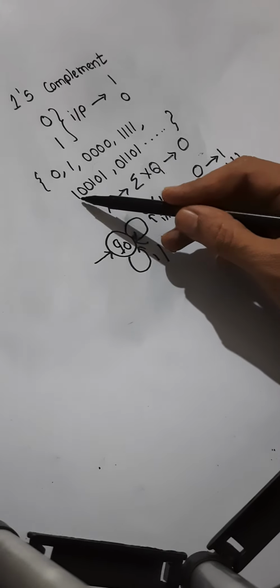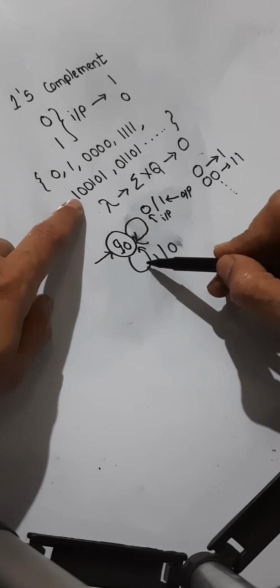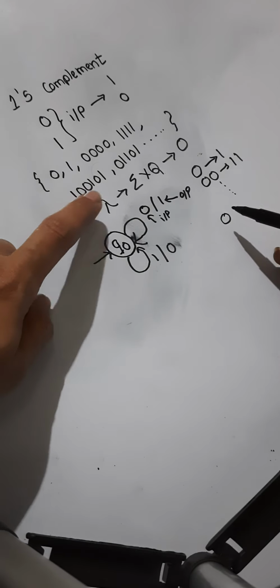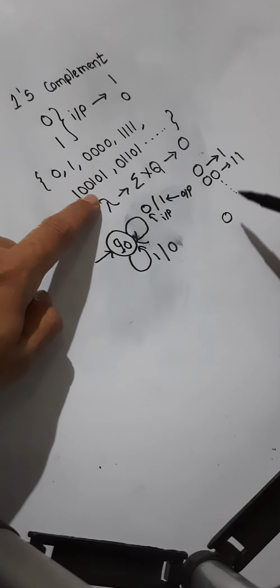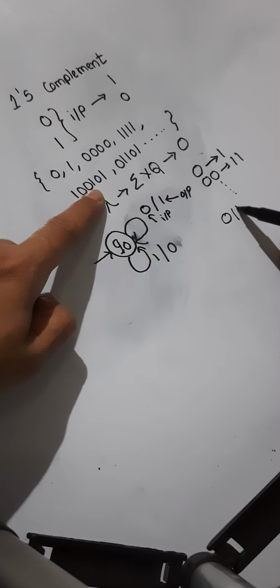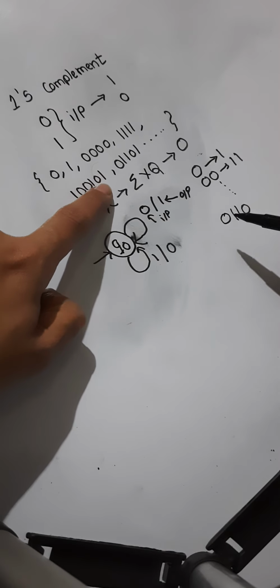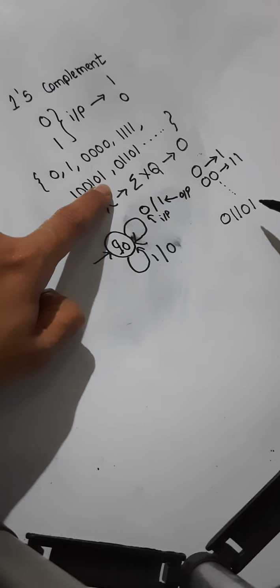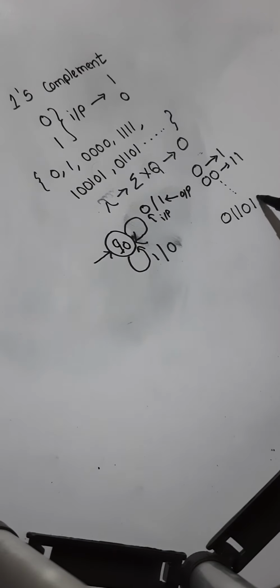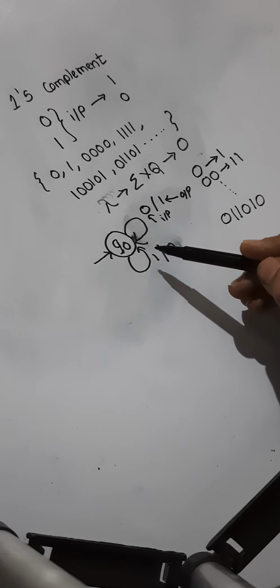And what happens if there is a combination of zeros and 1s? If you are taking 1, you will get an output 0. Second 0, then you will get an output 1. Second 0, again you are getting an output 1. Then 1 as an input, then you will get output 0. If it is 0, you will get output 1, and if it is 1, you will get output 0. So hence we have solved the one's complement for the Mealy machine. Thank you.